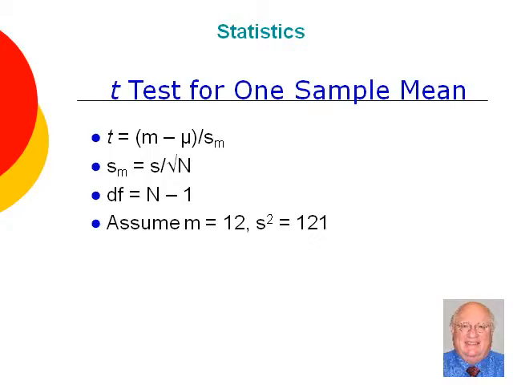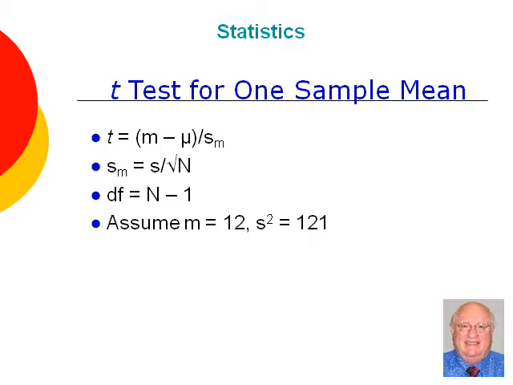Once we have a sample variance, we can compute the standard error by dividing the sample standard deviation by the square root of the sample size. Because we are working with a one sample mean, degrees of freedom will be equal to n-1. So the number of participants minus 1.